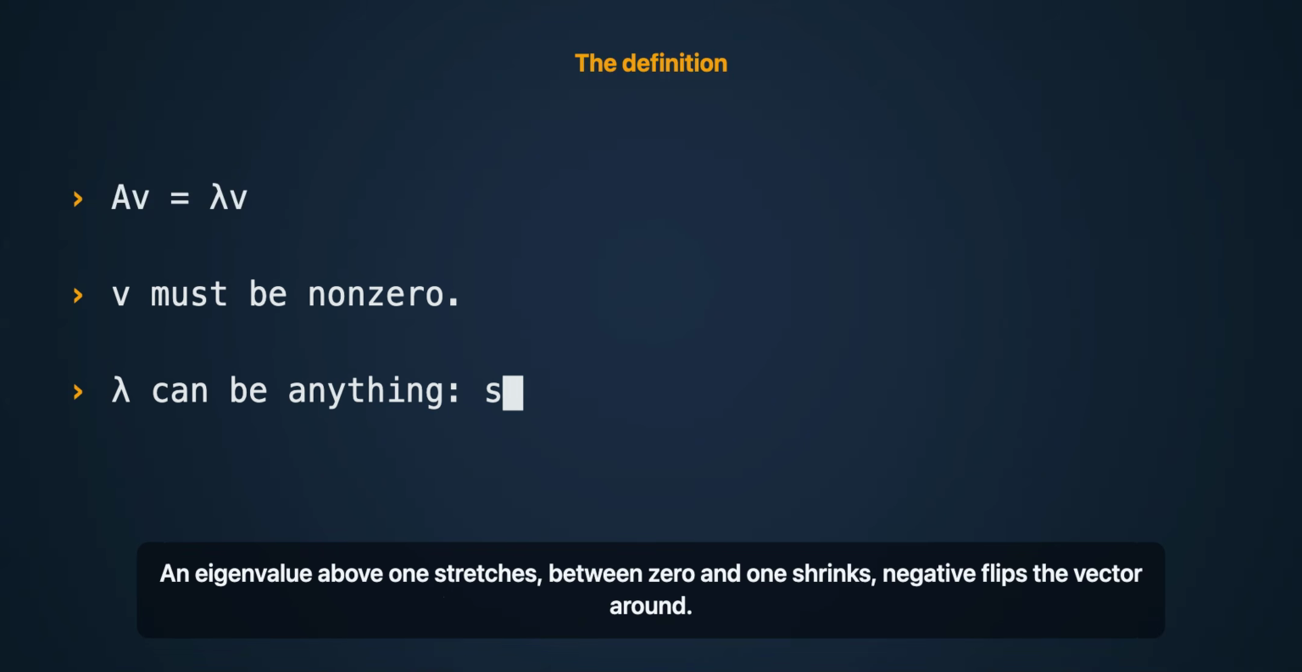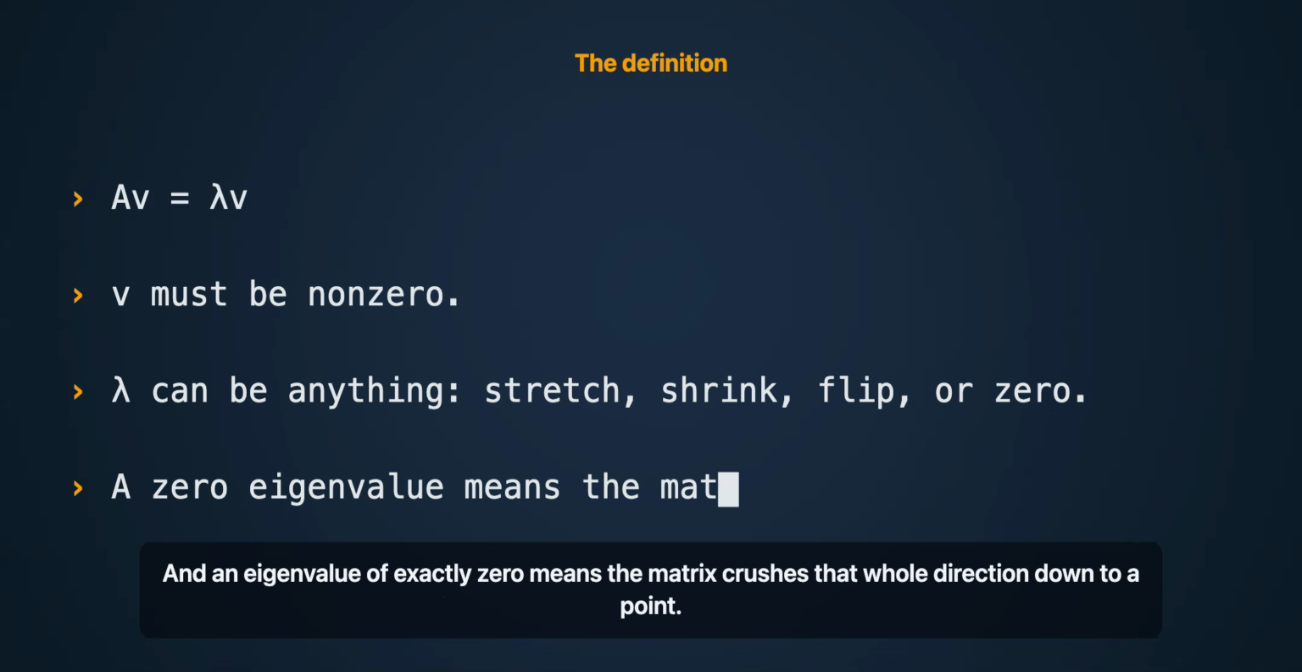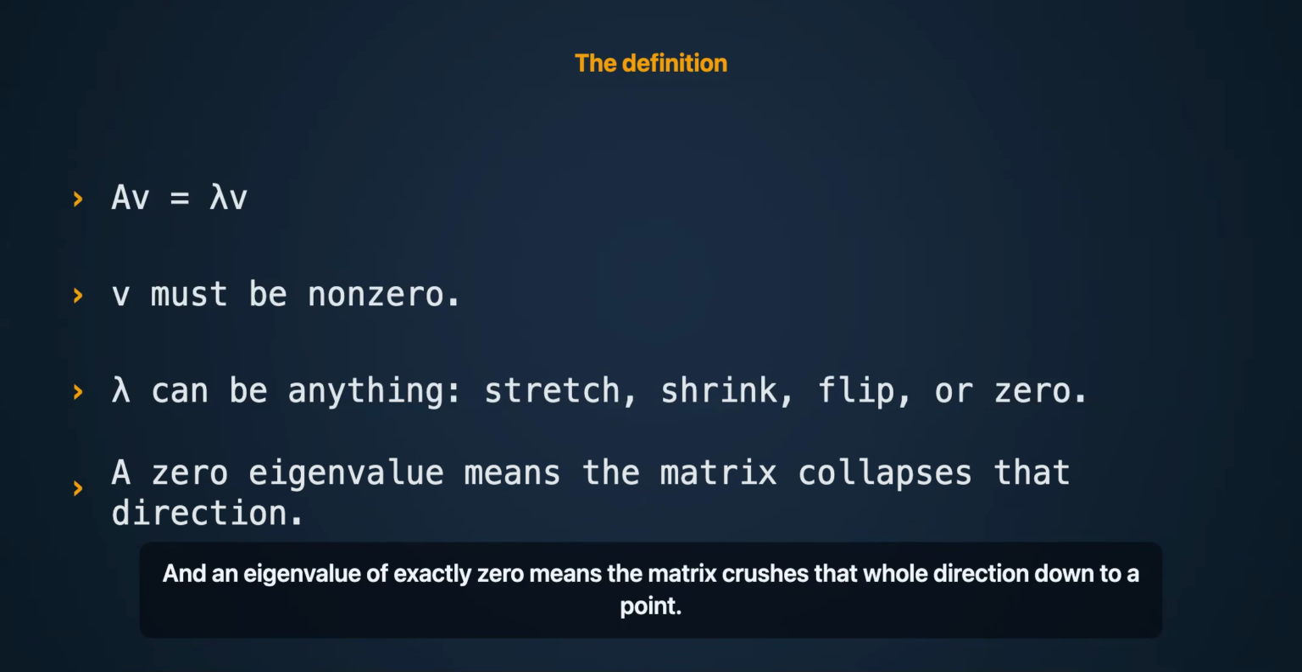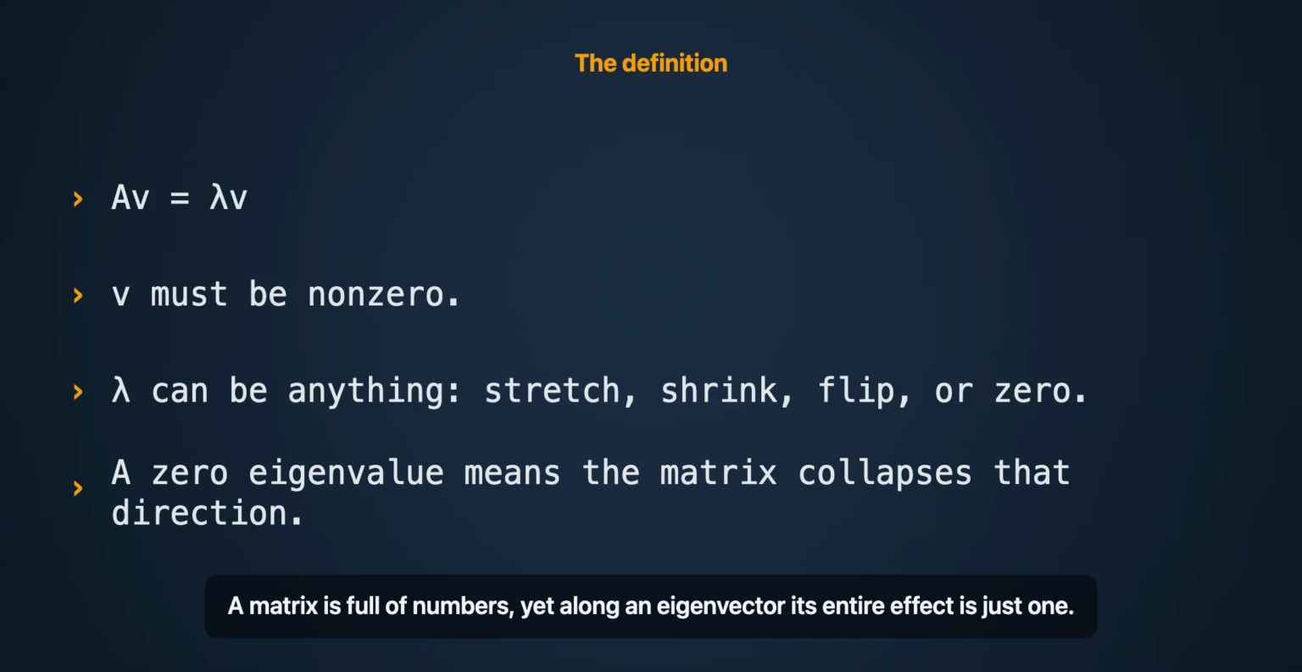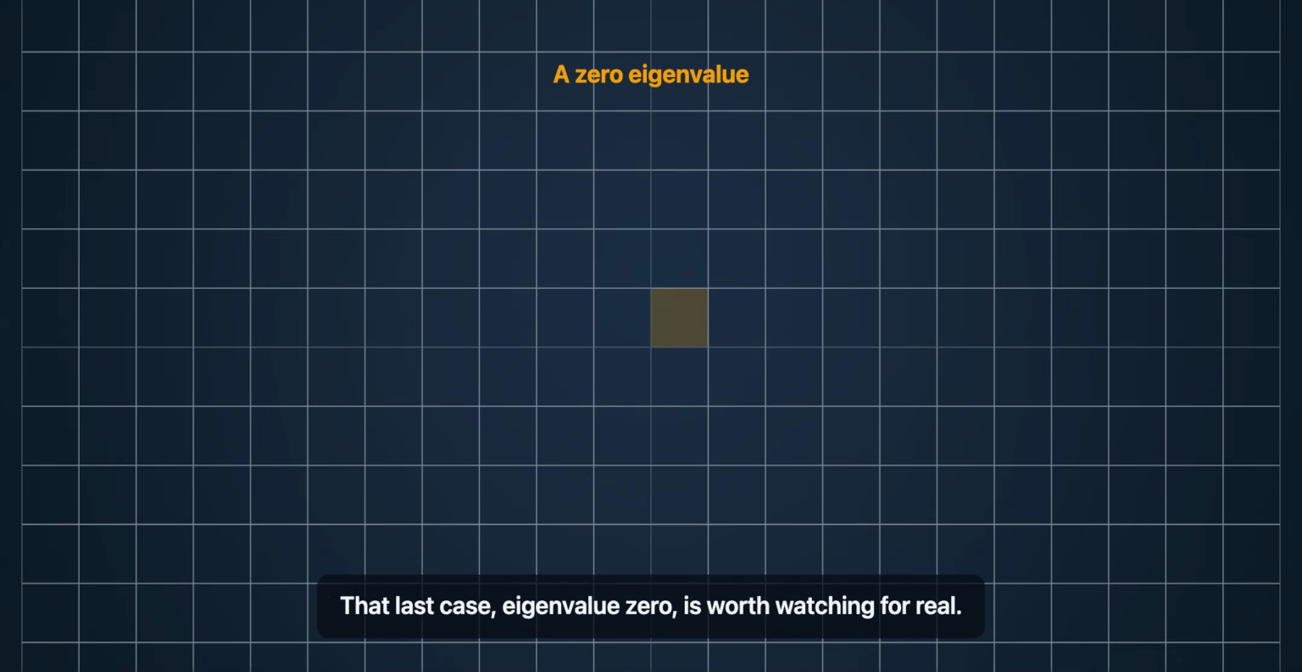An eigenvalue above 1 stretches, between 0 and 1 shrinks, negative flips the vector around. And an eigenvalue of exactly 0 means the matrix crushes that whole direction down to a point. That is the surprise. A matrix is full of numbers, yet along an eigenvector, its entire effect is just one number. That last case, eigenvalue 0, is worth watching for real.